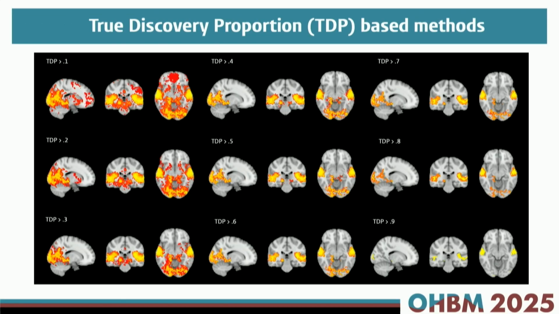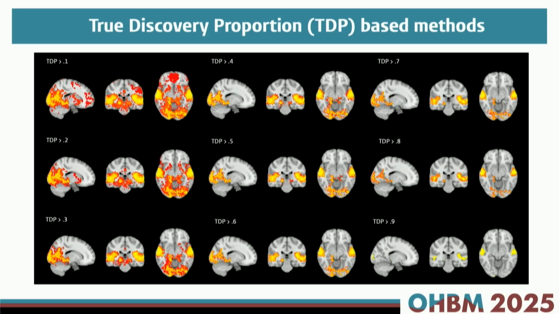So how do these TDPs look? We can have a true discovery proportion. It runs from 0 to 1, and I've shown you here from 0.1 to 0.9. If we run the analysis and set the threshold to find us clusters which have a true discovery proportion of 0.1, we can see that these are all the voxels that we find.